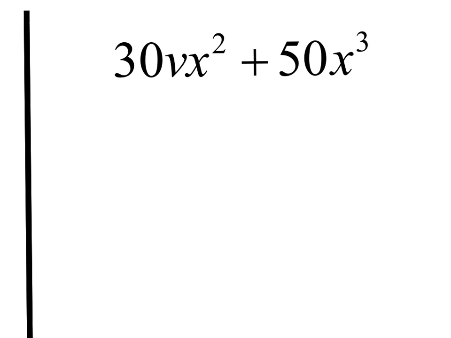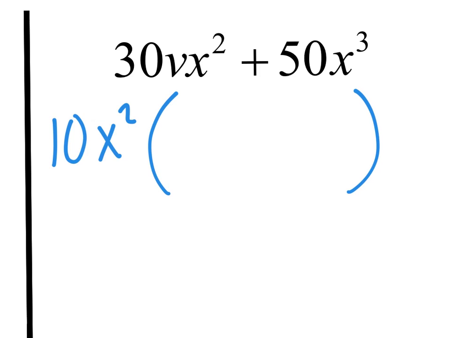Next one. What's in common there? 10. Absolutely. But is there something greater in common? No, 10's the greatest. Okay, so 10. Is there anything else besides 10? X squared. There is no V's, but there is X's in both, and the greatest amount would be X squared. That's the GCF. What would be left on the inside? 3V plus 5X. Done.